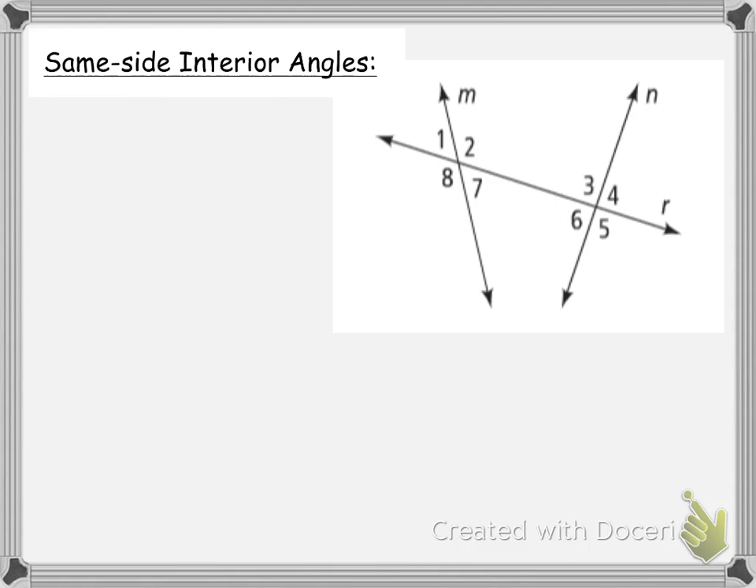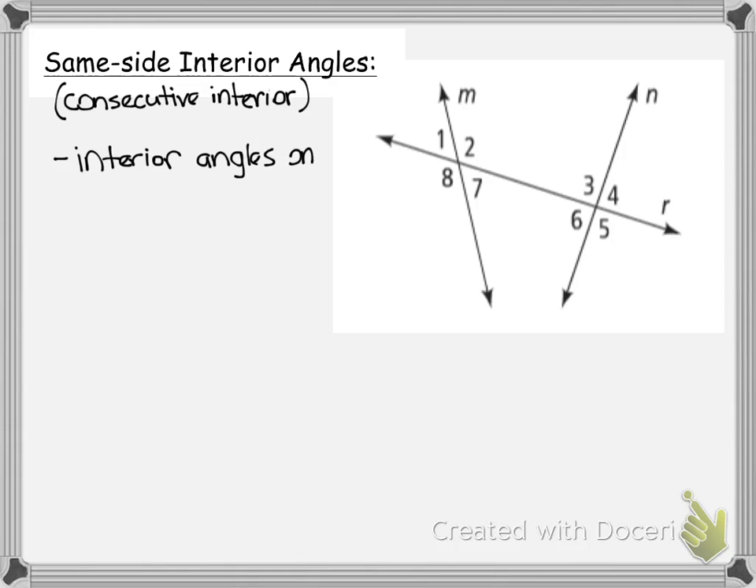All right, the next type of angle we're going to look at are same side interior. These are also called in some books consecutive interior. Same side interior are exactly what they sound like. They are interior angles on the same side of the transversal. So alternate were on different sides, same side interior are on the same side.